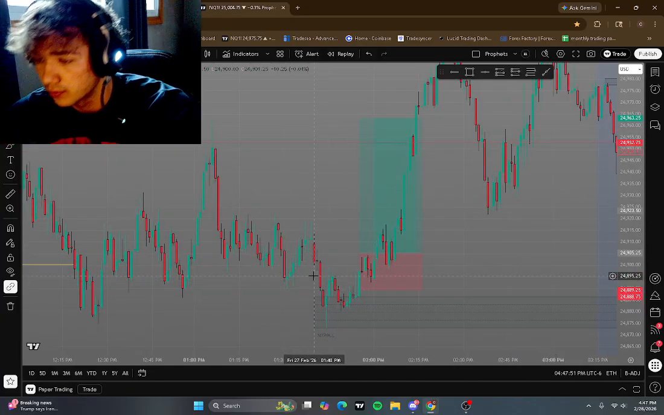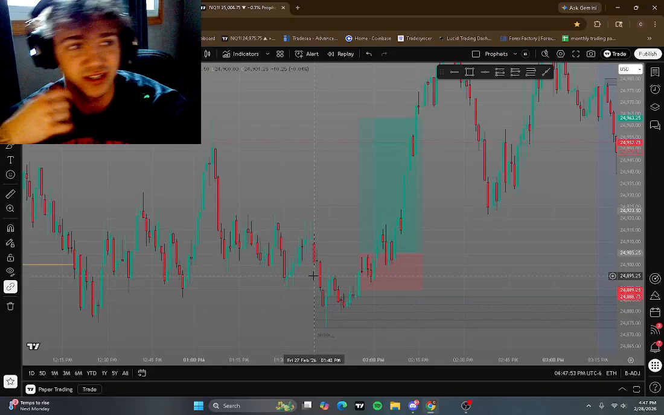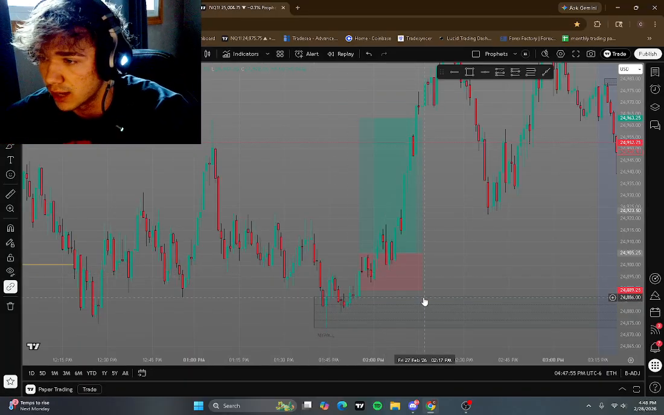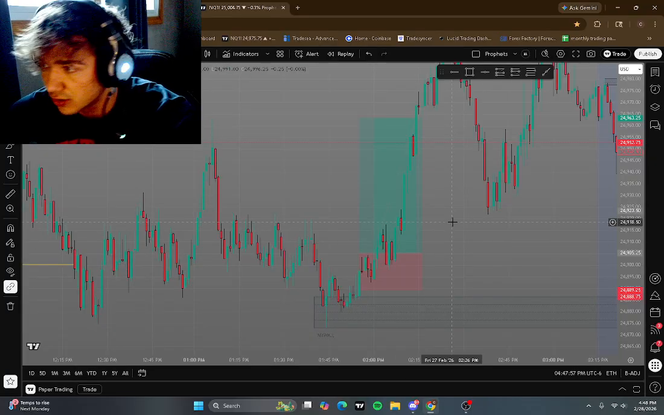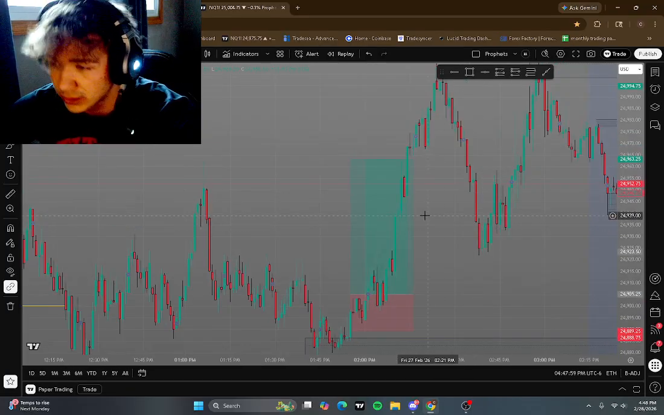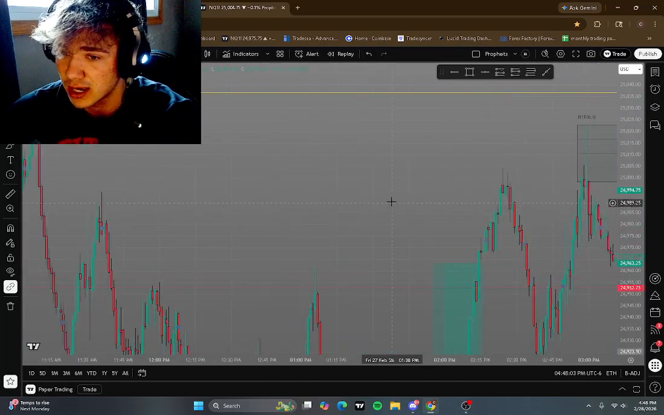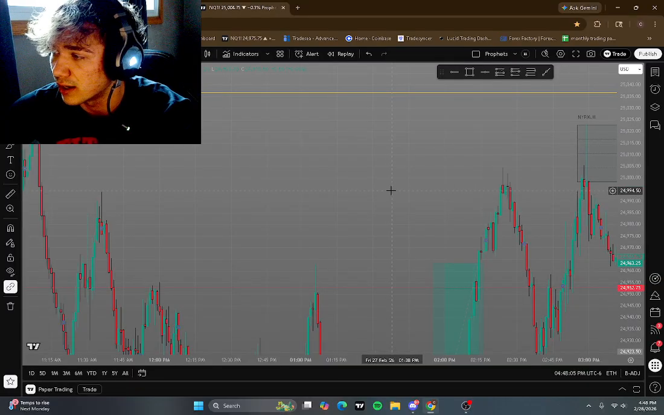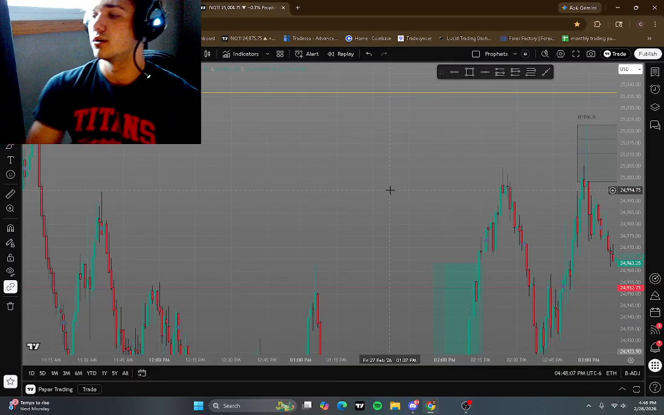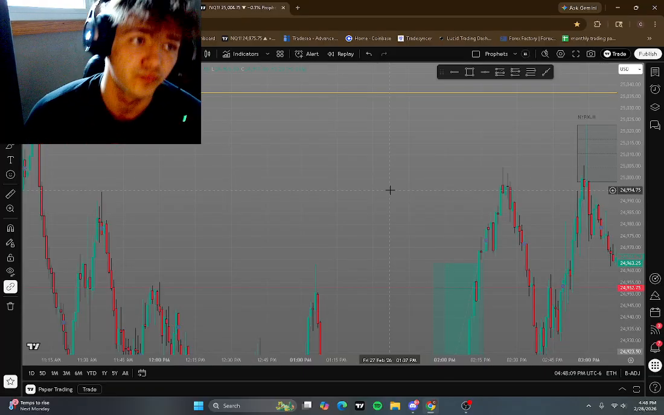So I trade off order blocks and sweeps, and then I wait for a CISD to appear. That's exactly what happened here. And if you trade inverse fair value gaps, which I do also, your entry would have been right here after the fair value gap got inversed, and you would have been targeting this high right here at 24,994.